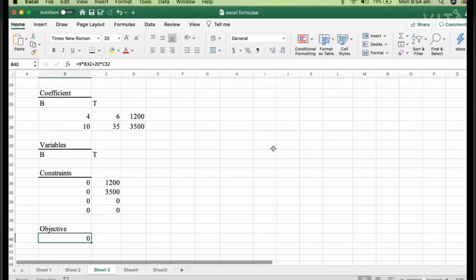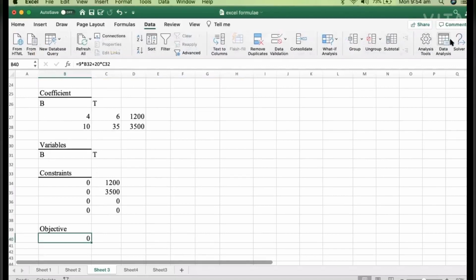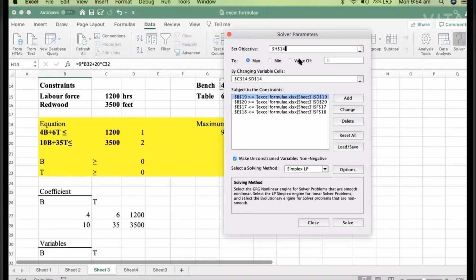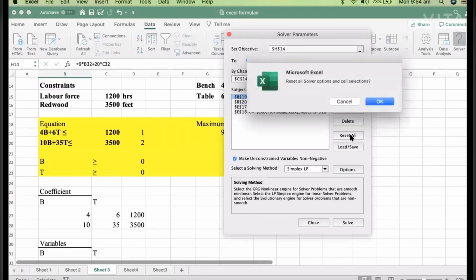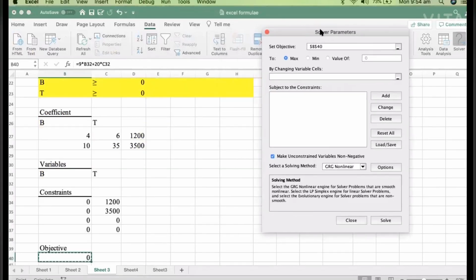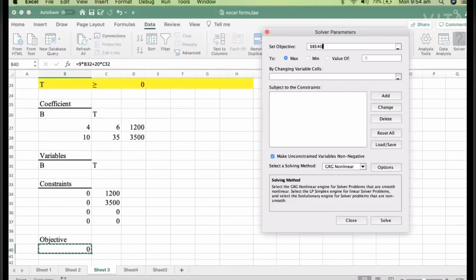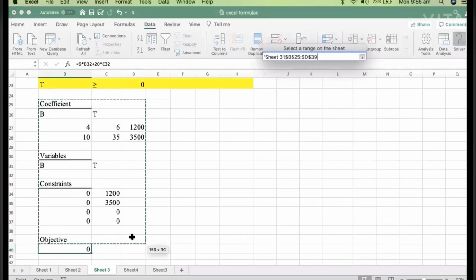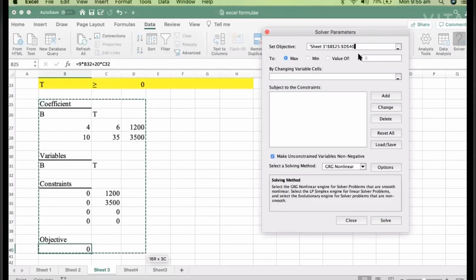So the next thing we do, we go to Data and then Solver, and then we set our limitations. We will reset all of them. And then we will start further. We have to use the information from all of them. So we will start from our objective. Our objective is this one, and it should be maximum, minimum, or a value of what? It should be maximum, because we are looking for the maximum profit.